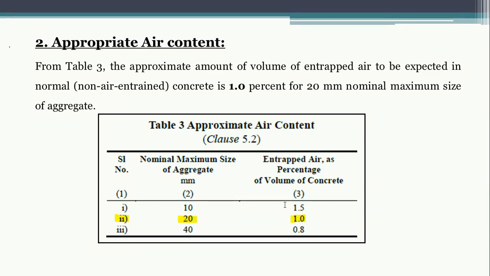So if the nominal maximum size is 40, then the volume of air entrapped will be 0.8. But in this case they have clearly given in the data that the maximum size of the aggregate is 20. So for 20 the volume of entrapped air is 1%. Okay, so this is the second step.